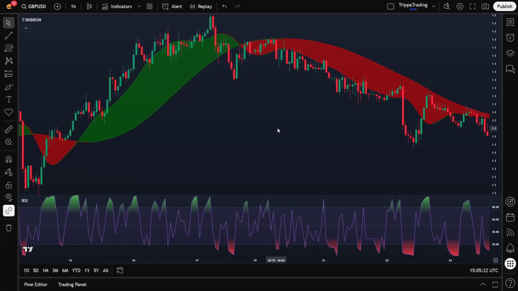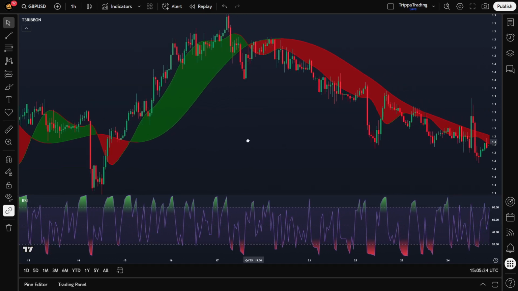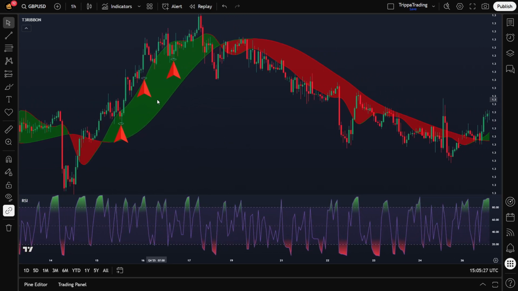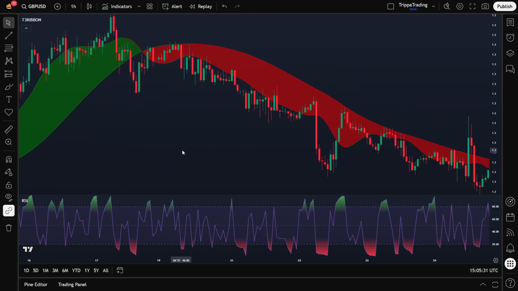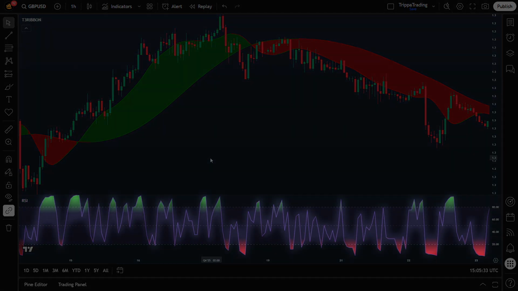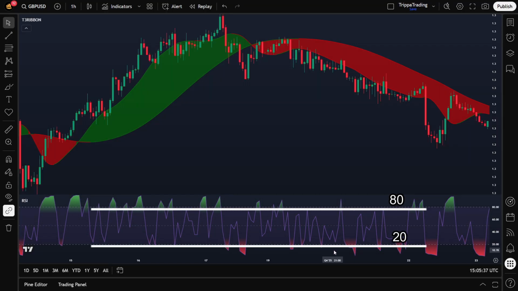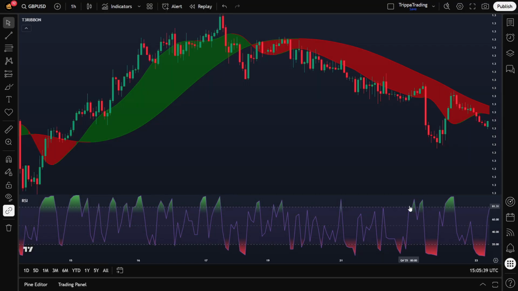So the ribbon color is our trend filter. Green ribbon means we only look for buys. Red ribbon means we only look for sells. Then, inside that trend, RSI with length 2 is our timing tool. Because it's so fast and we're using 80-20 levels, it helps us spot short-term overbought and oversold conditions inside the main trend, so we can time our entries on pullbacks instead of chasing candles.